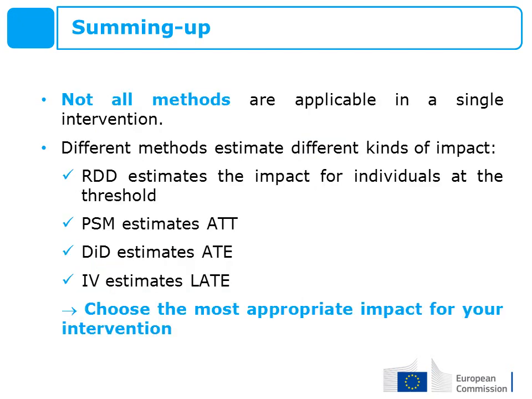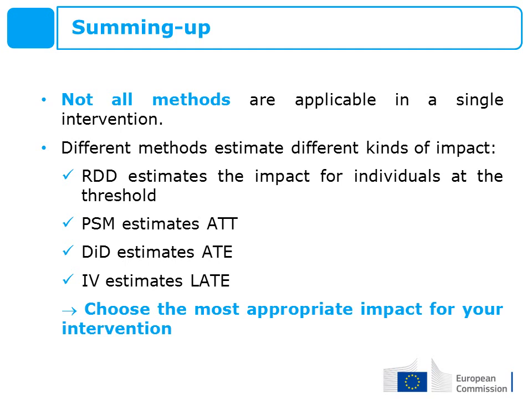Not all methods are applicable in a single intervention. One needs to find the right one or ones. Different methods estimate different kinds of impact, for instance. RDD estimates the impact for individuals at the threshold. For example, it would fit evaluation questions like, what is the impact of the training on employability for individuals who earned slightly more than €250 last year, say €256, and hence they were not eligible, and those who earned slightly less than €250 this year, say €247, and hence they were eligible for treatment and have been treated.